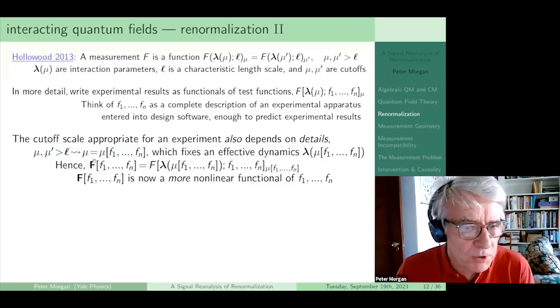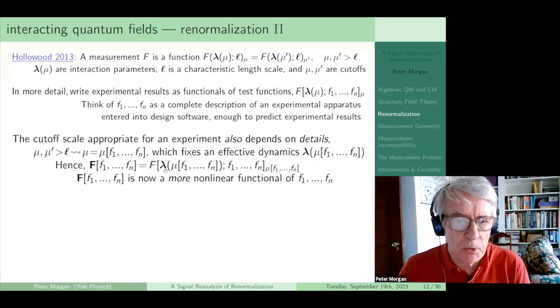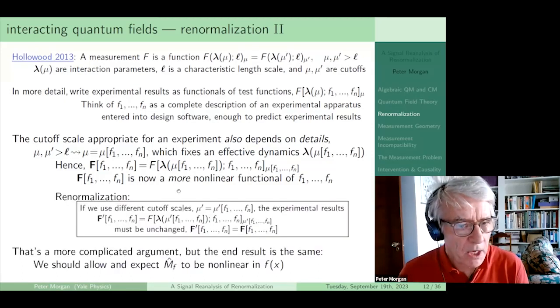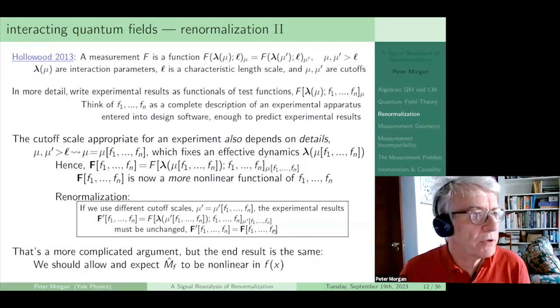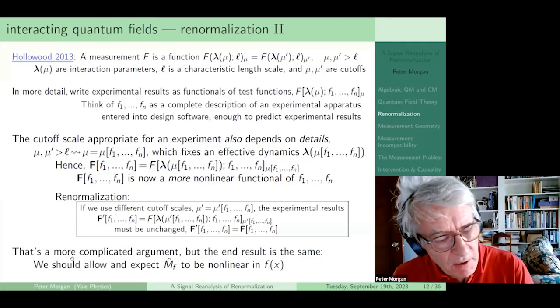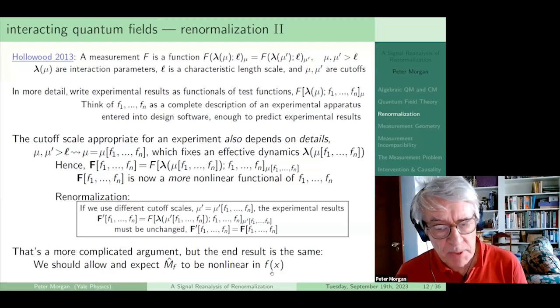But now we have this emboldened F, which is just this expression with the intermediates of mu and lambda taken out, and is now a more nonlinear functional than this was. If this was linear, this is not. If this was nonlinear, then this is more nonlinear. And the content of renormalization is just that F prime for different mu's, for mu prime and mu, should be the same. So almost a trivial statement now. That's a more complicated argument, but still it argues possibly more compellingly for some. We should allow and expect F measurements to be nonlinear in the test functions.